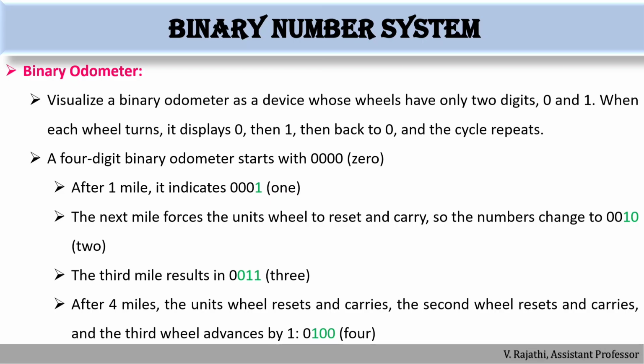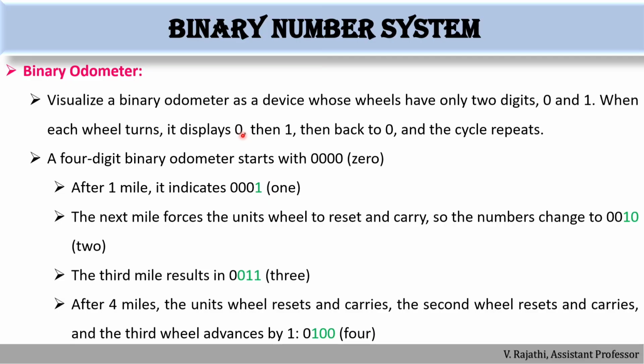Next, the binary odometer. We already know binary is 0 and 1. Visualize the binary odometer as a device whose wheels have only two digits, 0 and 1. When each wheel turns, it displays 0, then 1, and then back to 0. So it is a loop cycle that repeats.